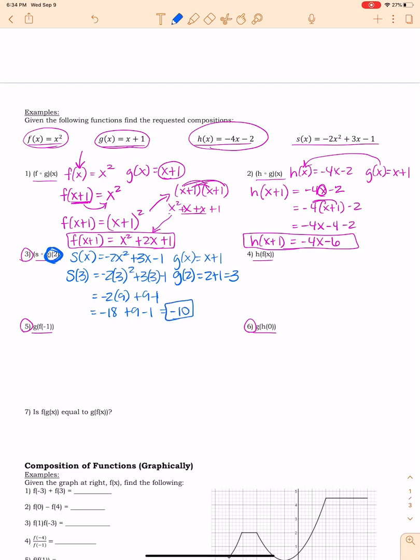Okay, so the only difference is if you're taking s of g of a number, then you're going to get an actual value for your answer instead of just an equation. So that's how that's different.